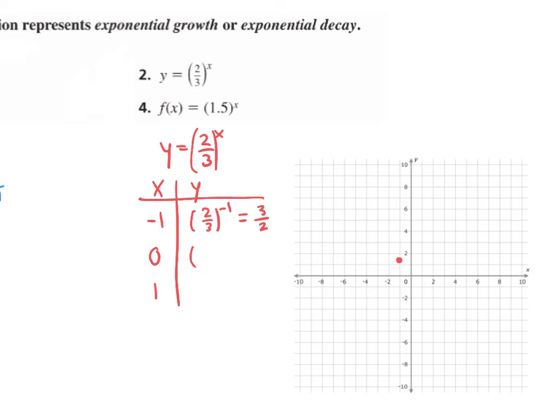Next we can plug in 0. What's 2/3 to the power of 0? 1. So we stay at 0, go up 1. And then next we can plug in 1, so we have 2/3 to the power of 1, which is 2/3. So we go to the right 1, up 2/3. And then we connect our points. Do you have exponential growth or decay? Decay.